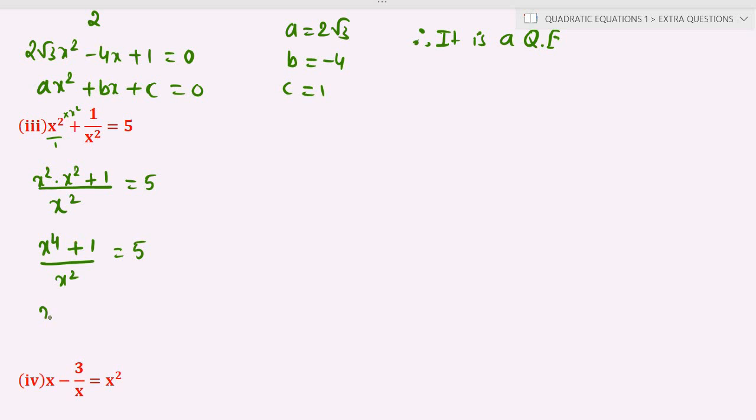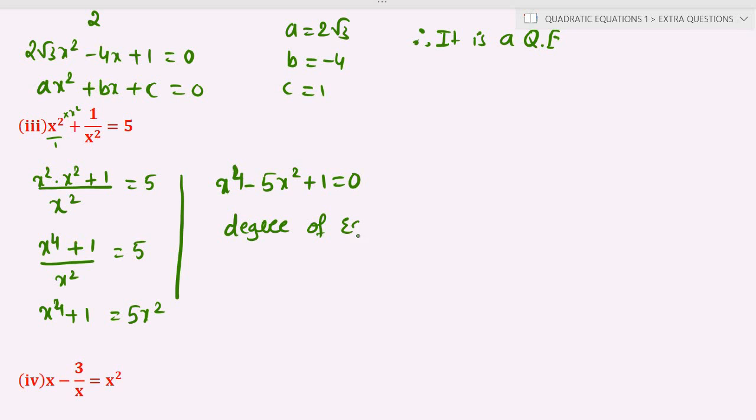You take x square to the right hand side, what happens? x raised to 4 plus 1 is equal to 5x square. You take 5x square to the left hand side, what happens? x raised to 4 minus 5x square plus 1 is equal to 0. As the degree of the above equation is 4, therefore it is not a quadratic equation. Let us move on to the next question.